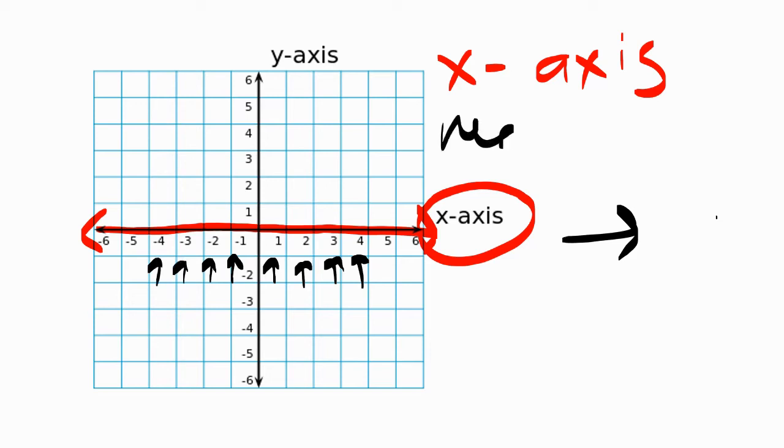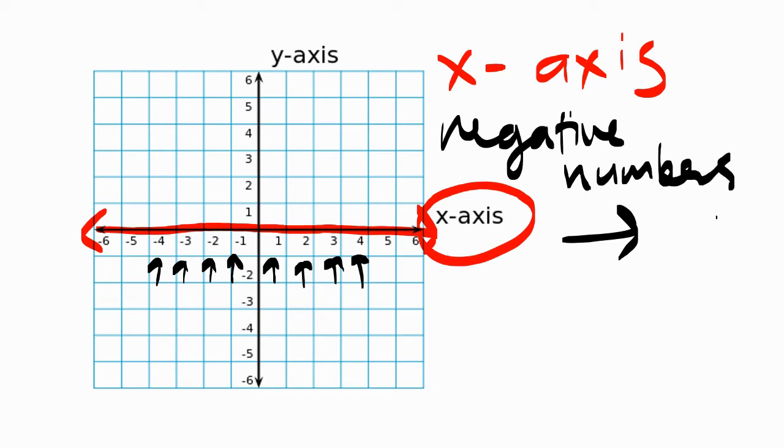Negative numbers are a real thing. We use them in maths all the time, and in real life all the time. For example, when it's really cold, we say it's below 0. So if it's really cold, it might be negative 4 degrees Celsius. So we use negative numbers in mathematics quite a bit. Hey, so that's the x-axis.